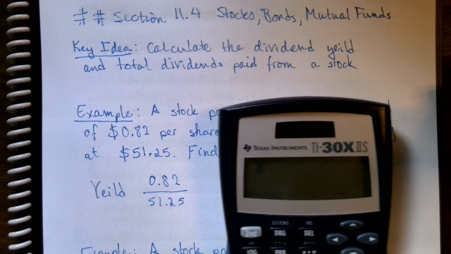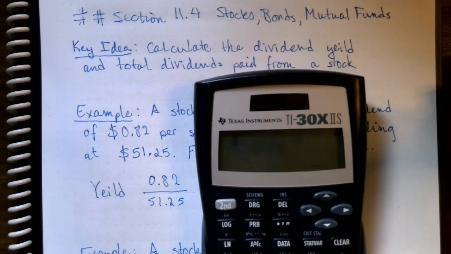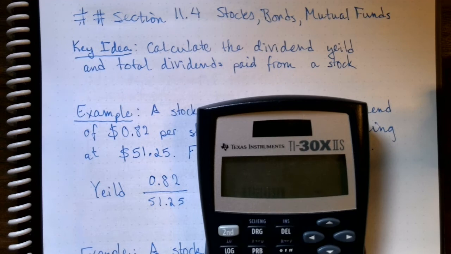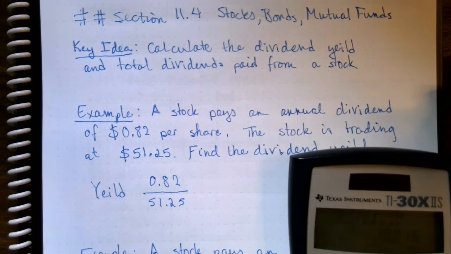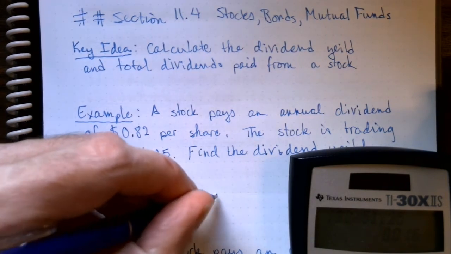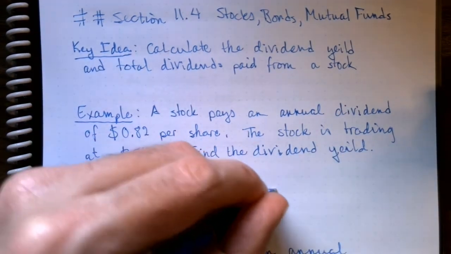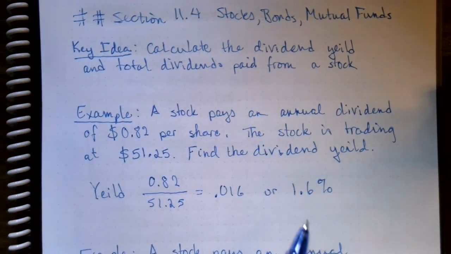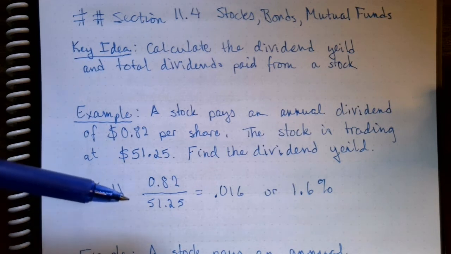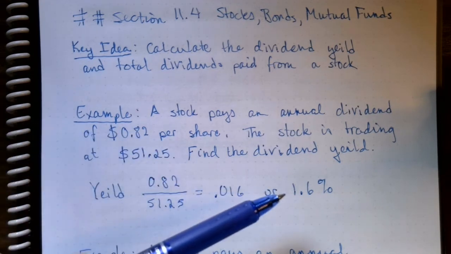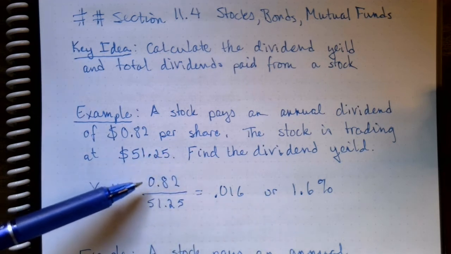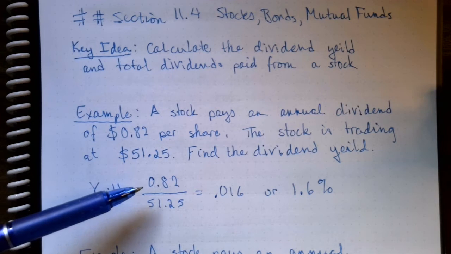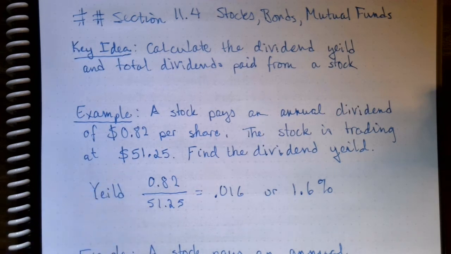Do a little calculation there. Let's see, can we see that? Got some weird glare going on there. Okay, so 0.82 divided by 51.25. Okay, so I am getting 0.016 or 1.6%. Okay, so the dividend yield is telling you the return on your investment that you are getting as far as these dividends are concerned. Okay, it's a measure of how good the investment is.